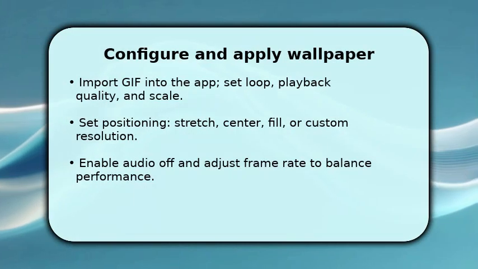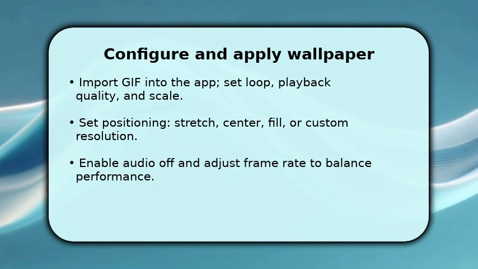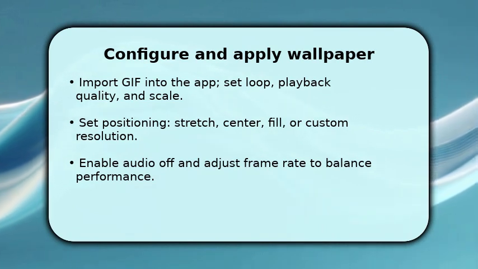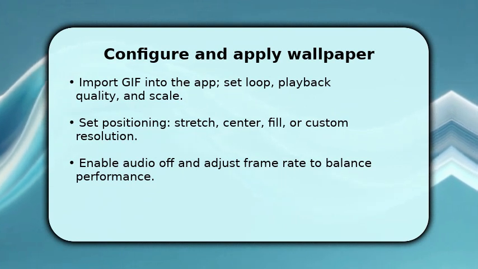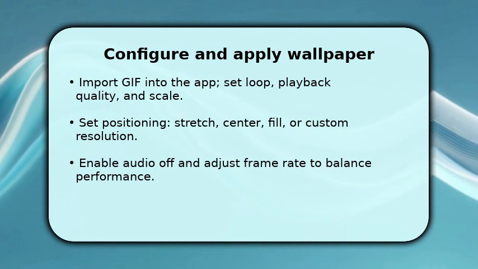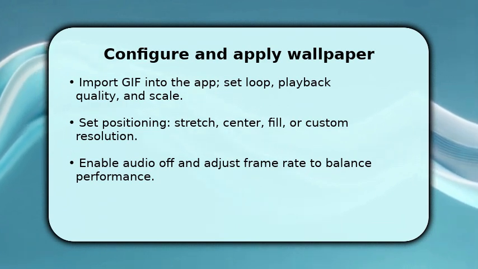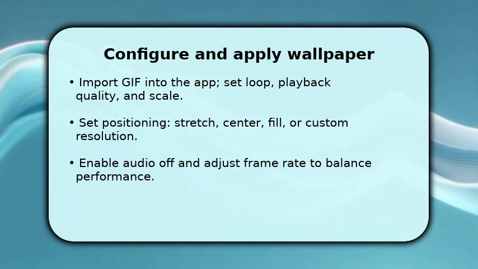You now import the GIF and adjust playback settings, set loop mode, and choose a frame rate that balances smoothness and CPU use, typically 24-30 FPS. Once done, scale the image to match your monitor's resolution. Choose fill or center depending on composition.